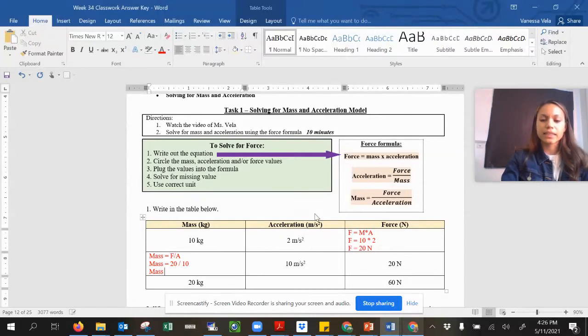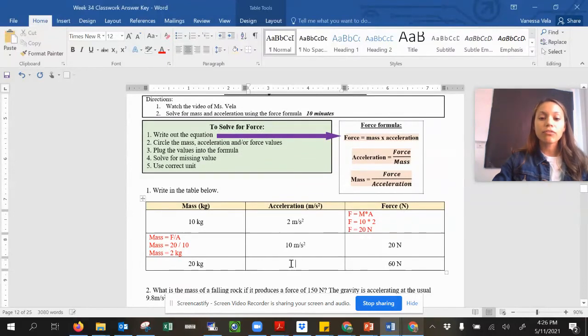So 20 divided by 10 is 2. Okay. 2, is it 2 newtons? No. The unit for mass is going to be kilograms here. And it also tells you right here. Okay. See, that's super easy. You're just using these formulas and you're bringing them in together.